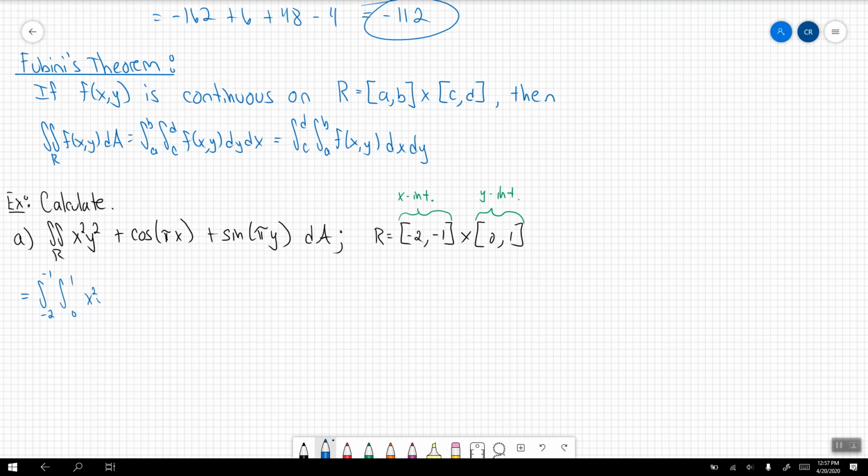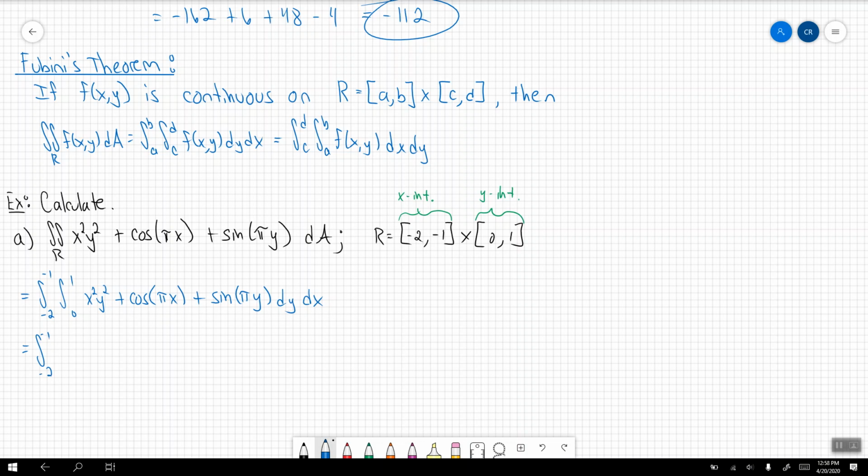This is x squared, y squared, plus cosine of pi x, plus sine of pi y. And then my differentials, from 0 to 1, that's my y's. And then after that is going to be my dx's, because that's the interval that was associated with it. So, iterated integral, we're going to work with the innermost first, and we're going to make sure that we find the antiderivative for this function with respect to y first.